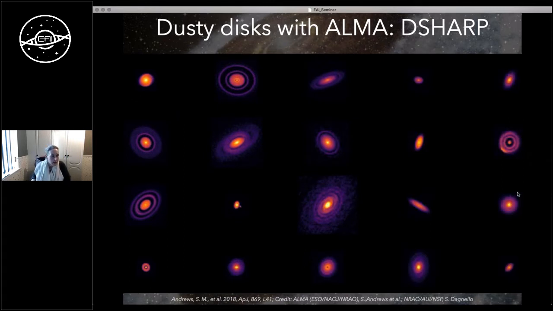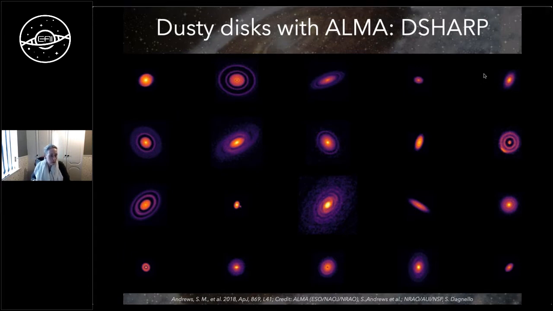So this is the array of DSHARP results. These are the 20 sources observed with DSHARP. The resolution of these observations is a few AU. I think between 4 and 6 AU, it depends on the distance to the individual objects. And what these high resolution images show us is that the thermal emission, what you're looking at, is images of the thermal emission coming from the predominantly millimeter sized dust grains in the protoplanetary disk.